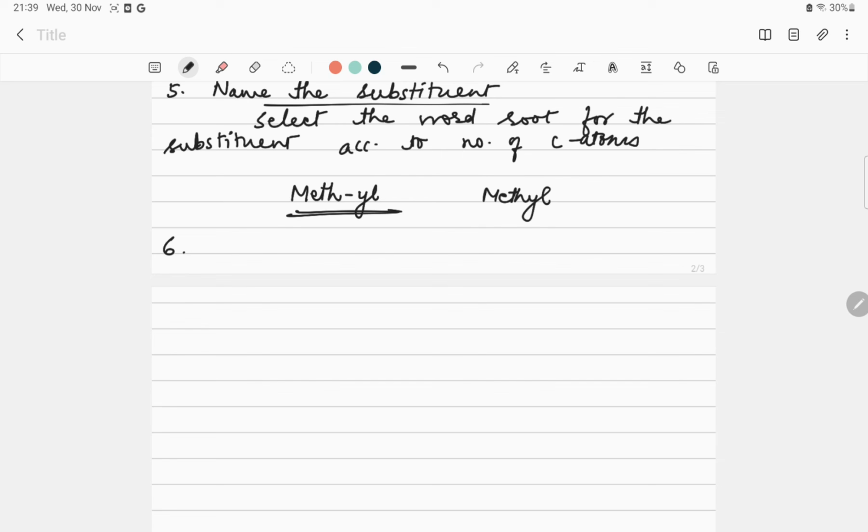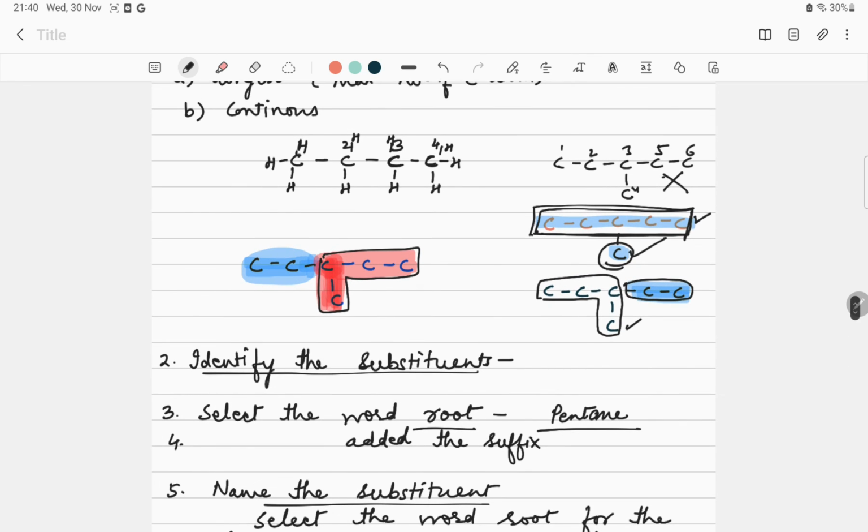Now the next step is to number the chain, or give position to the substituent. How do we give the position to the substituent? By numbering the carbon atoms in the parent chain. How do we number the carbon atoms in the parent chain? We number in such a way that the substituent gets the least number. So we can number it from here 1, 2, 3, 4, 5. The substituent, that is methyl, is at number 3.